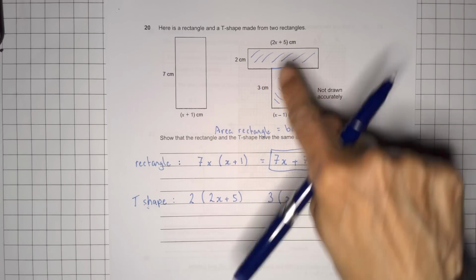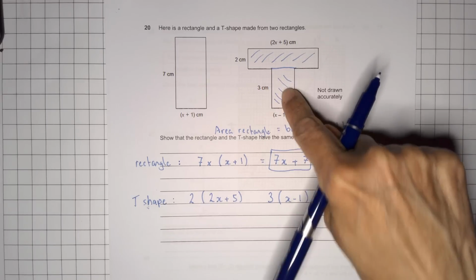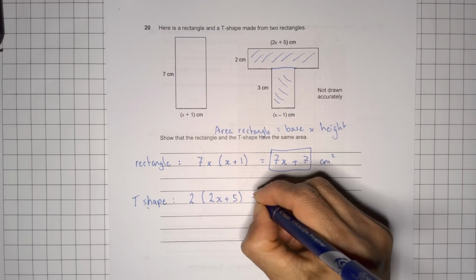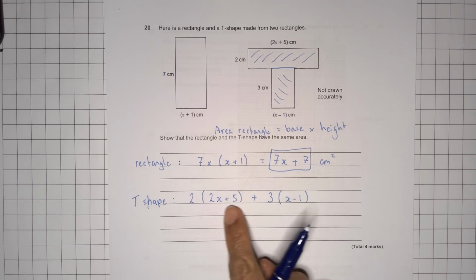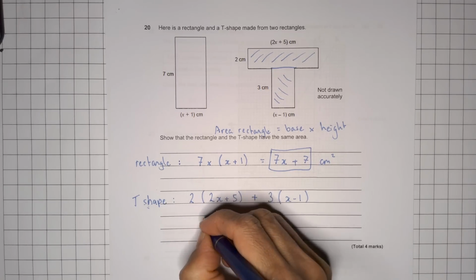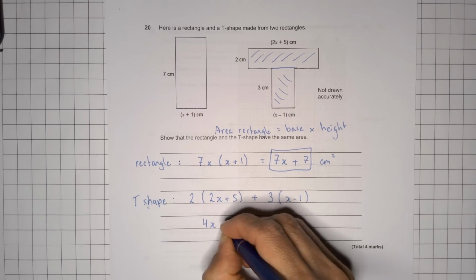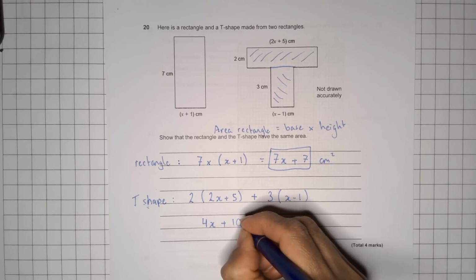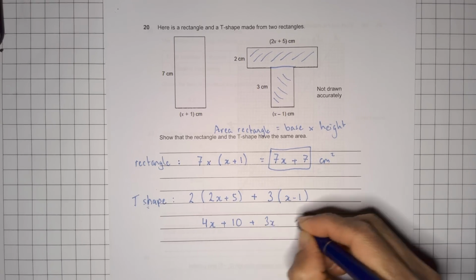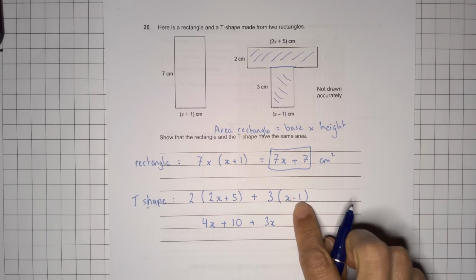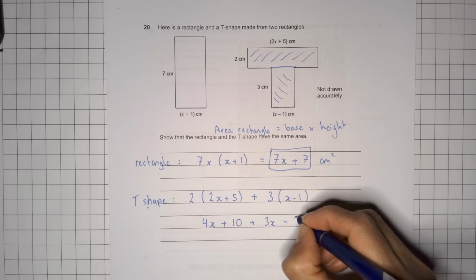That's for the top one, that's for the bottom one. But what we do is we stick those 2 rectangles together to make our area, so we're going to stick those 2 together. So now let's multiply out this bracket. So 2 times 2 is 4x, plus 2 times 5 is 10, plus 3 times x is 3x, and then we have 3 times a minus 1, or negative 1, which gives us a negative 3.